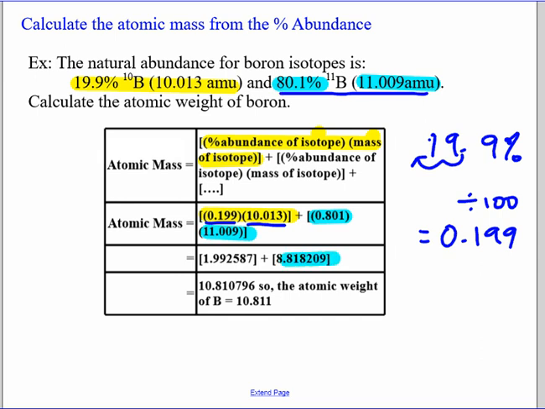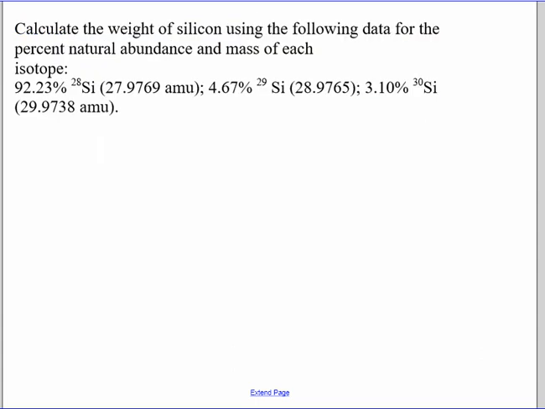Doing the math, the products for boron 11 and for boron 10 are added together, and I get an average atomic mass of 10.811, which is the number you see on the periodic table. I'll do one more example with you. Let's calculate the atomic mass that we would get for silicon.